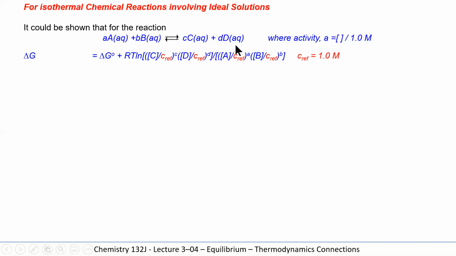So that's an equation you should be well familiar with. And now, since we're really dealing with activities here, the concentration of C divided by 1 mole per liter is really the activity of C.